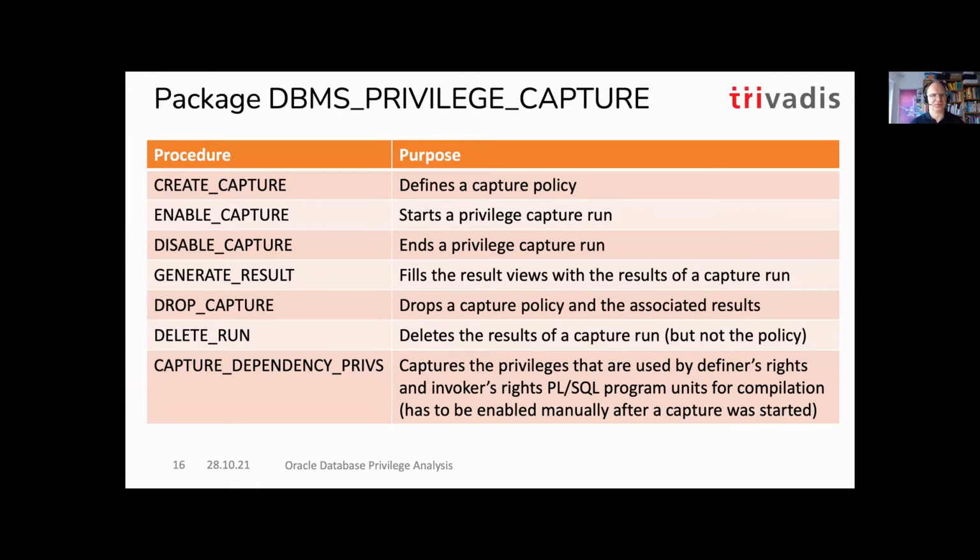The first thing is that you have to create a capture policy. What do you want to capture? Then you enable the capture, let your application run, do all the tests. At the end, you disable the capture, then everything is somewhere in memory. And with generate result, you fill various dictionary views with the results, and then you can check the results, create your own scripts on that.